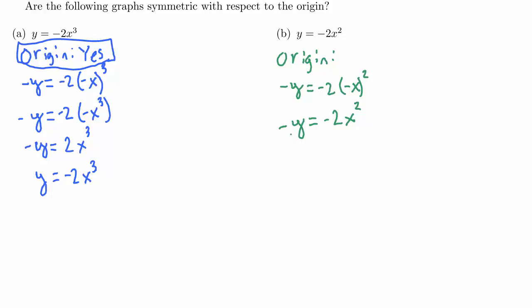Now notice that this is not the same as the original equation. Therefore, if I divide by negative 1, I get y equals positive 2x squared, and this as well is not the same as the original equation. Therefore, this does not have origin symmetry.